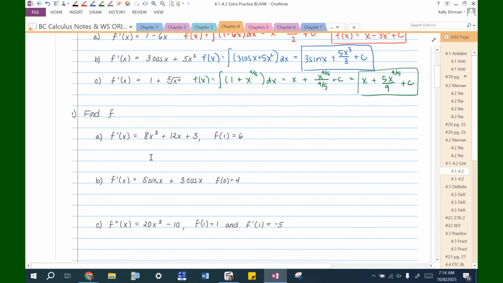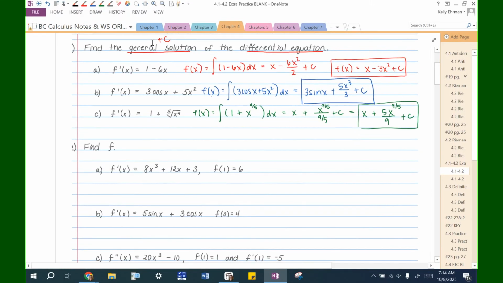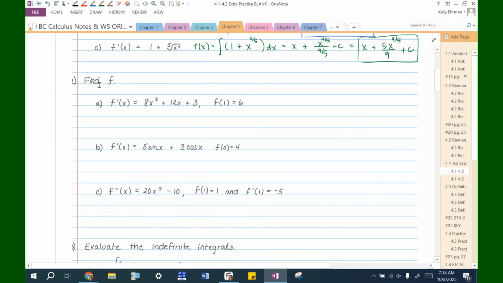All right. So find f of x. That's different than find the general solution. All of these answers had plus c, meaning any vertical shift of these graphs would be a solution. This is find the specific f of x that fits this f prime and has this point on the graph. So this means find c. So first you have to find f of x, just like we were doing. So first integrate to get the f of x general solution.